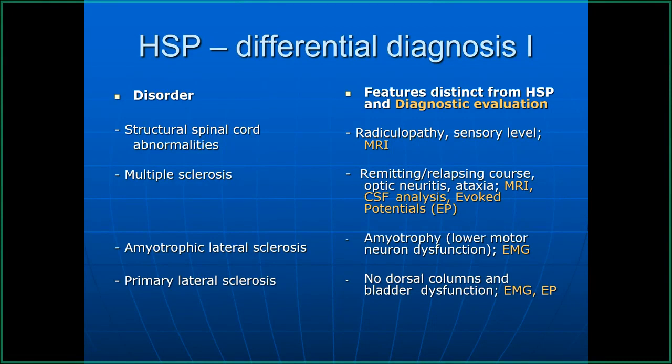ALS will be coming up a few times, and primary lateral sclerosis has essentially been reclassified as a subtype of ALS, but it's really the presence of upper and lower motor neuron disease. So far, what I've reviewed would be attributable only to an upper motor neuron lesion.